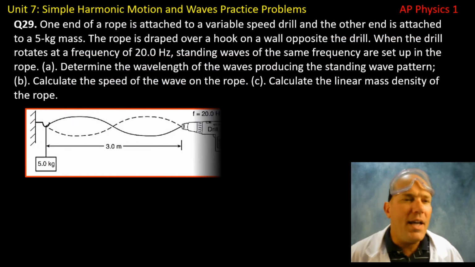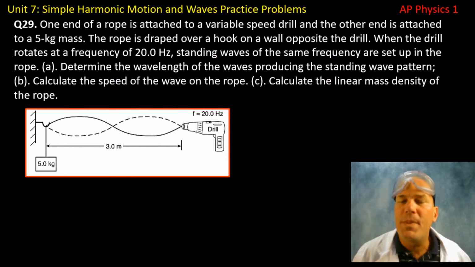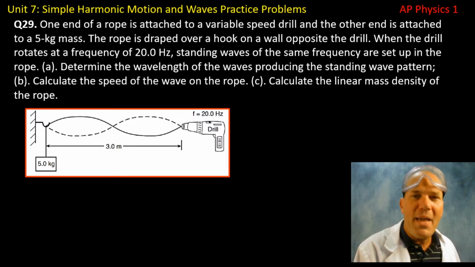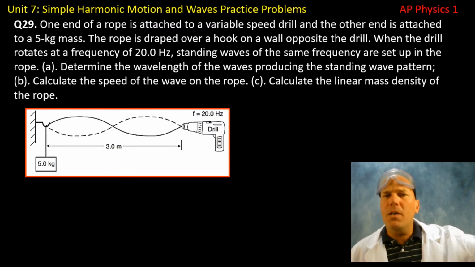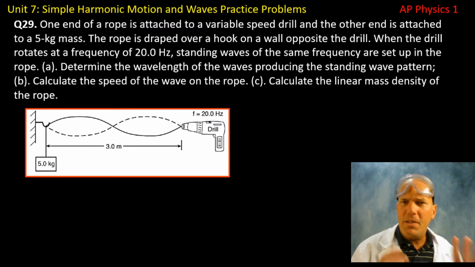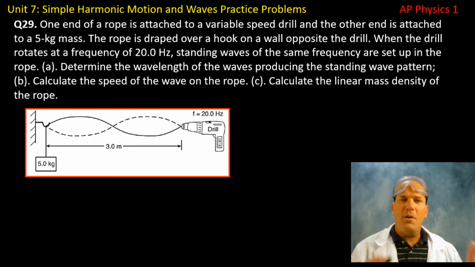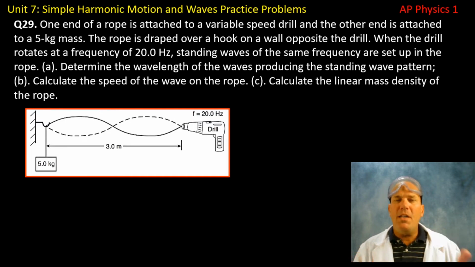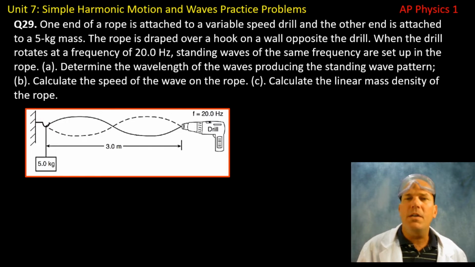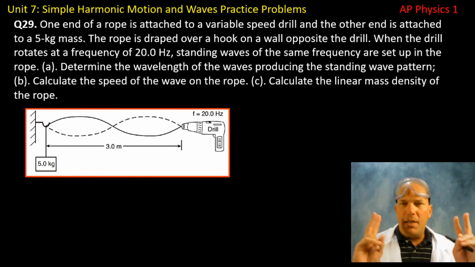In question 29, we have one end of a rope that is attached to a variable speed drill, and the other end is attached to a hanging mass. We saw something similar several problems ago, except this time we're actually going to be looking at standing waves and harmonics for this problem. So we're going to be looking at the force of tension here, as well as the standing wave pattern. So the rope is draped over a hook on an opposite wall, so it is fixed.